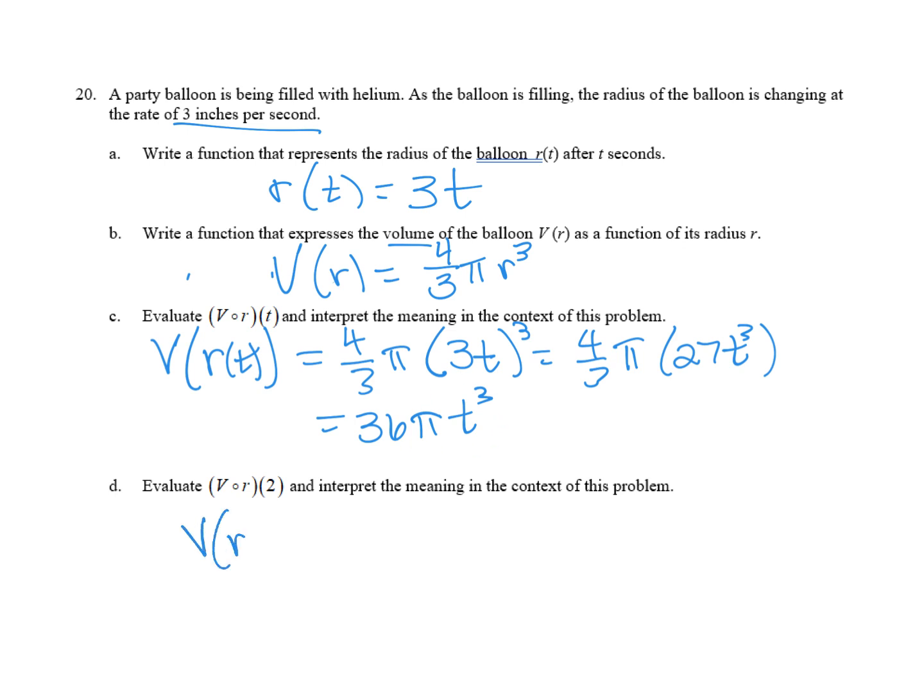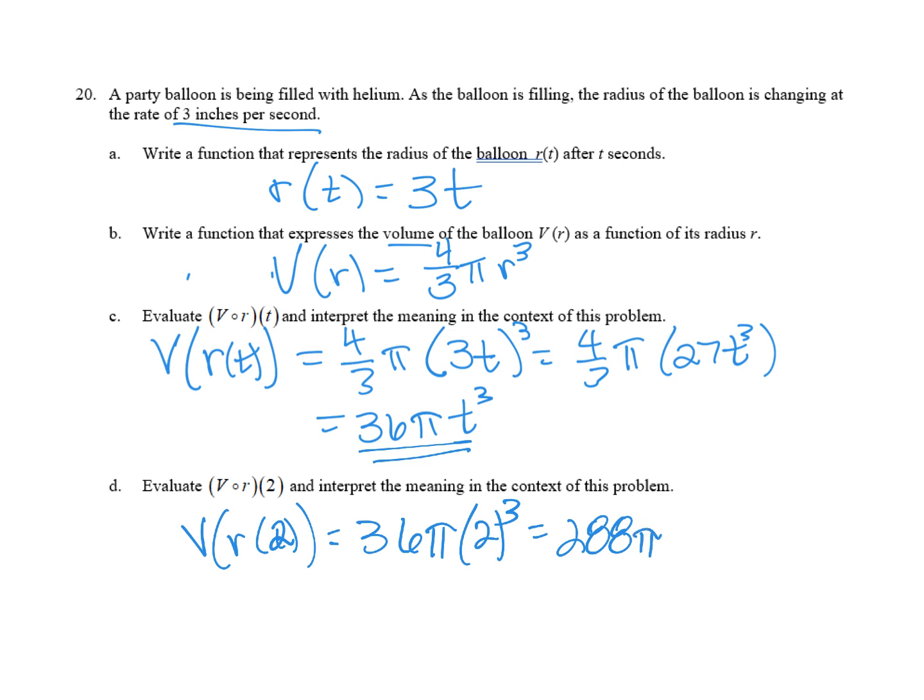So then it says to evaluate V of r of 2. That means we're going to do V of r of t of 2. Put 2 in its place. Well, I've already found V of r of t. It's 36 pi times t cubed. So that's going to be 36 pi times 2 cubed, which is 288 pi, which is approximately 904 cubic inches. So the meaning is after 2 seconds, the volume of the balloon will be 904 cubic inches.